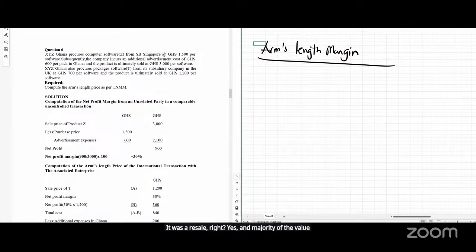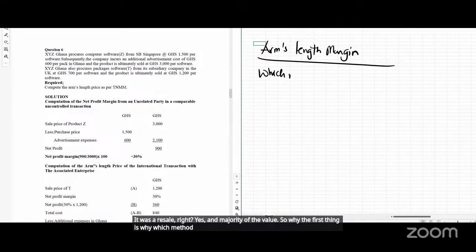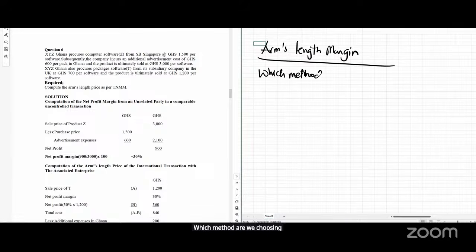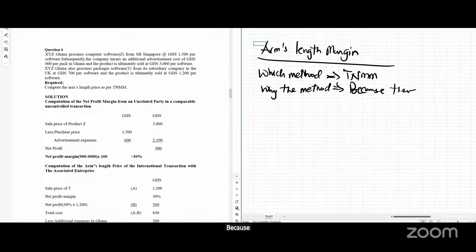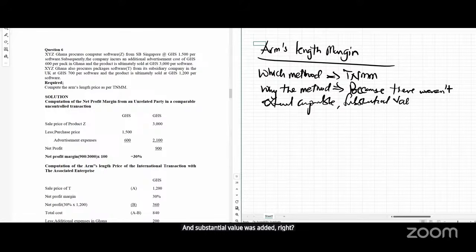So the first thing is, which method are we choosing in this case? Transactional net margin method. Why? Because there wasn't any comparable, external comparables. And substantial value was added, right? Substantial value, which was the advert cost, was added.